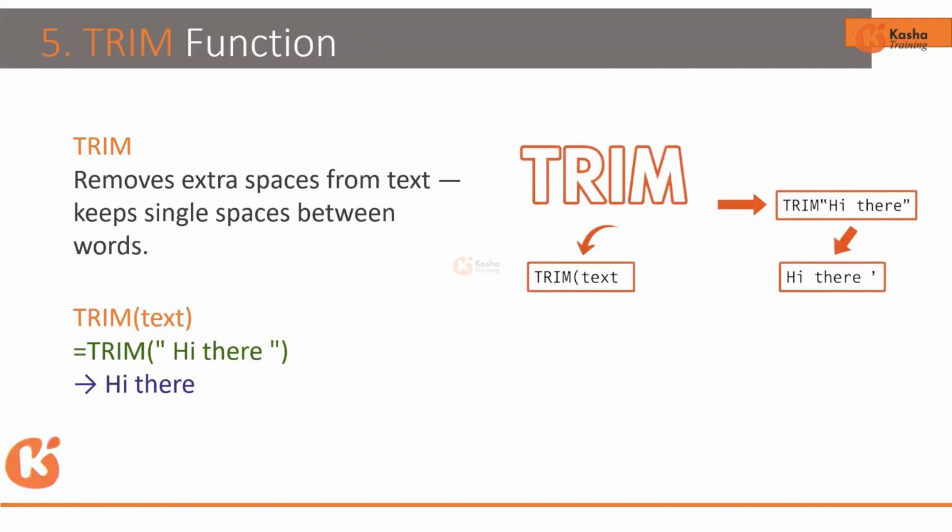Now, the fifth function is the TRIM function. What TRIM does is it removes the extra space from the text, keeping a single space between the words. So it just removes the extra space. Here you can see we have used TRIM, and we have given hi there. It has removed the extra space between the words, so it is showing you hi there. So like this, we can use the TRIM function.